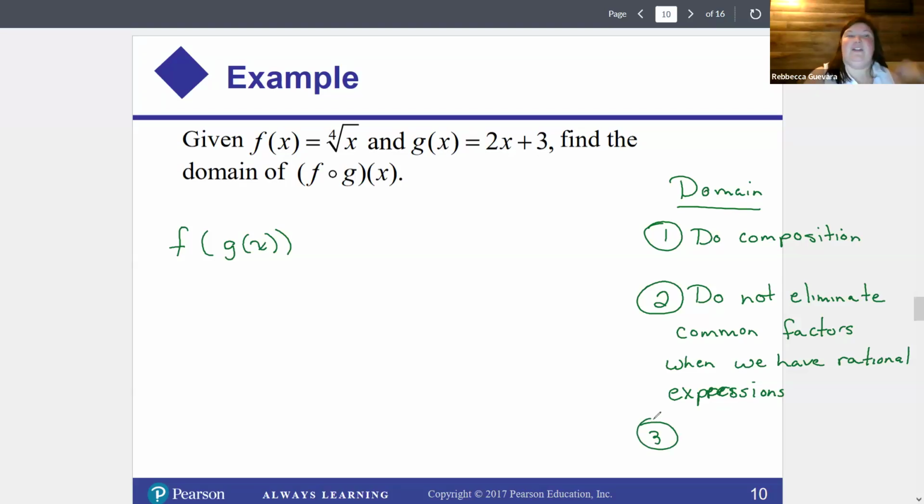The one thing that throws this off is that if you have a rational expression and then you have a common factor, we saw when we were doing polynomials, common factors cause holes. A lot of times people learn to eliminate those common factors, just don't do it. So if you do a combination, try not to eliminate common factors if they exist, and just find the domain of the new function.